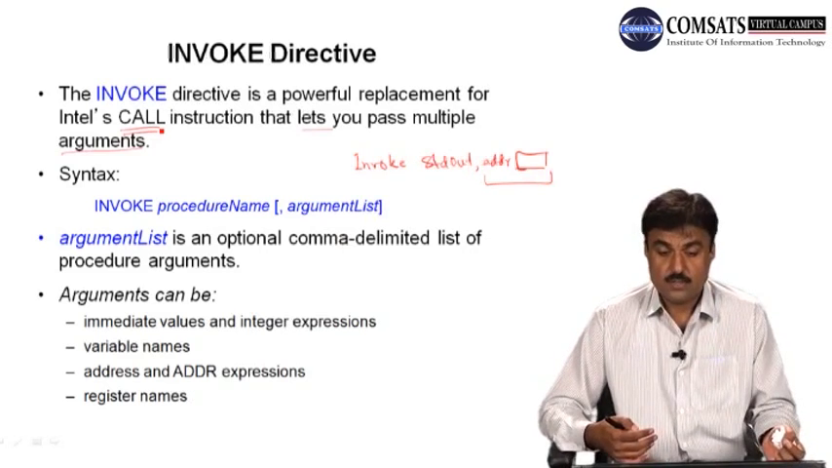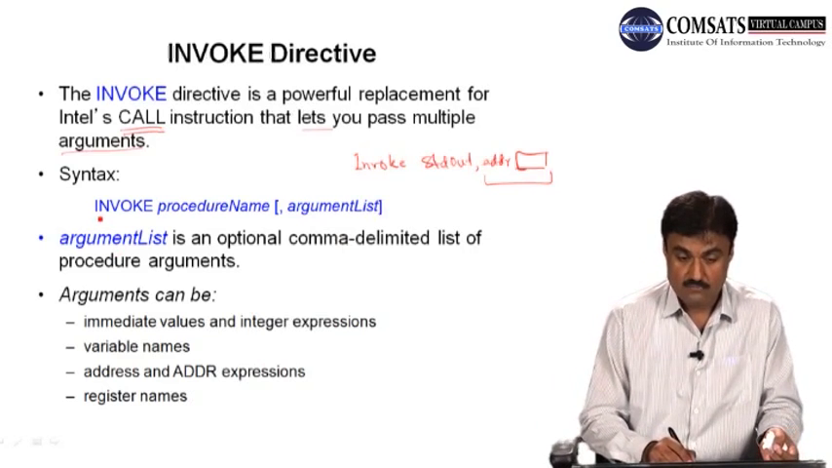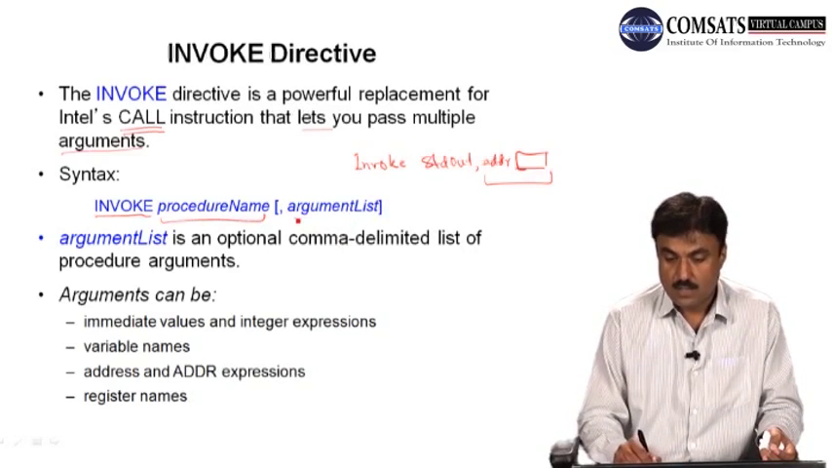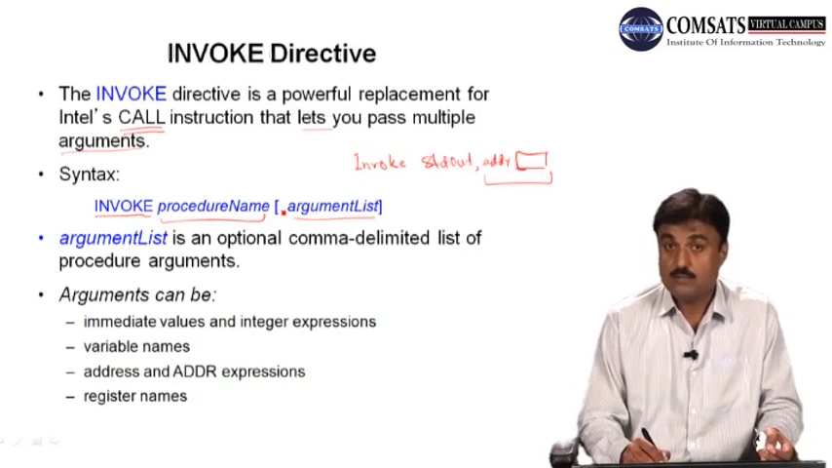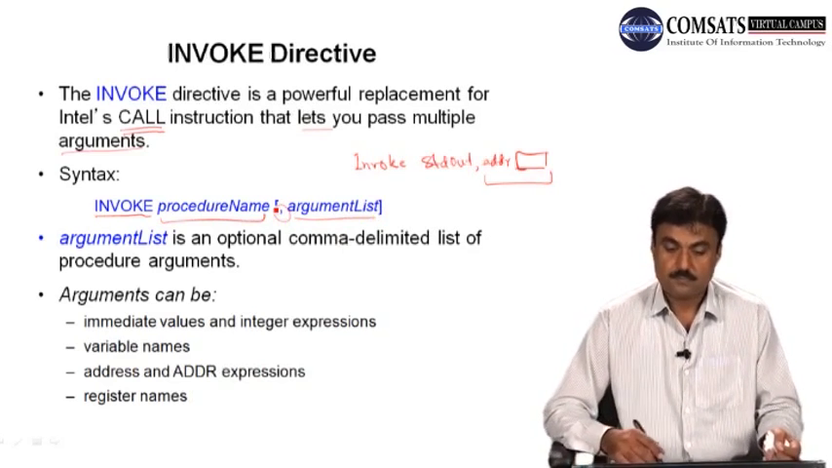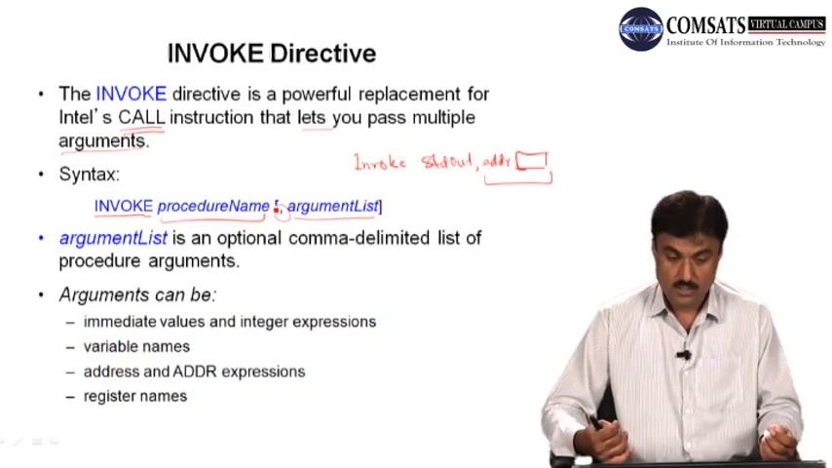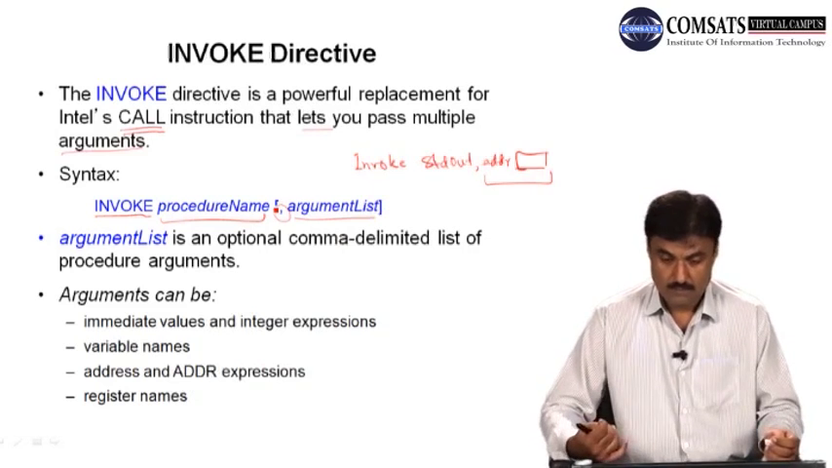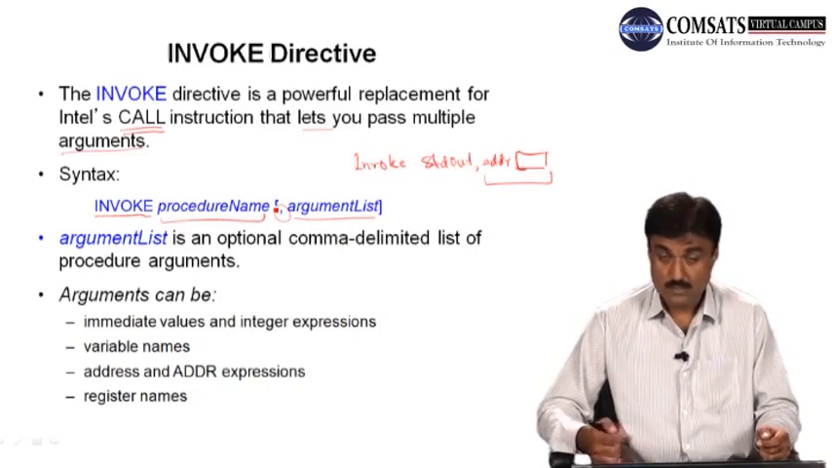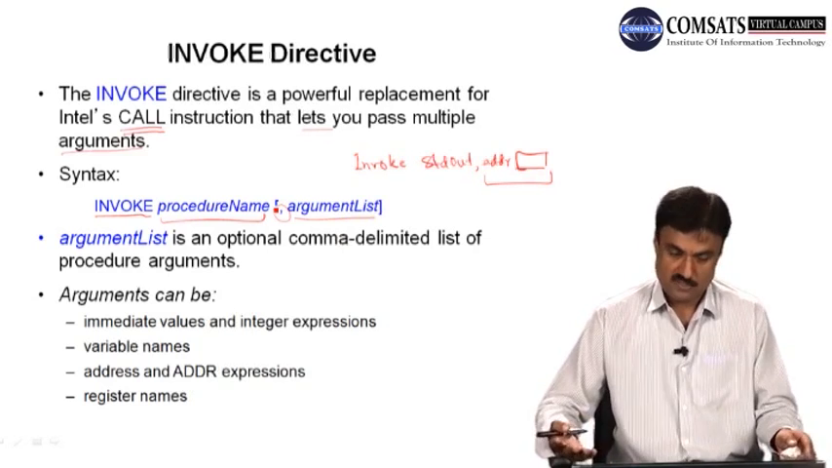The syntax of the invoke directive is: we first write the keyword invoke, then the procedure name, and then the argument list. If you are using multiple arguments, they must be separated by commas. The argument list is an optional comma-delimited list of procedure arguments. These arguments can be immediate values, integer expressions, and so on.